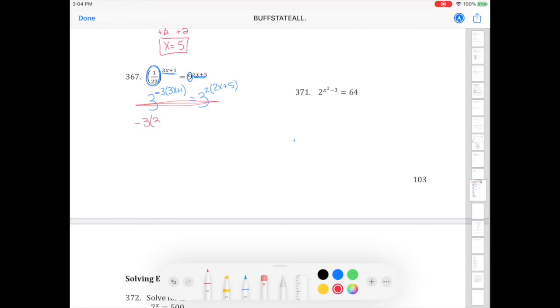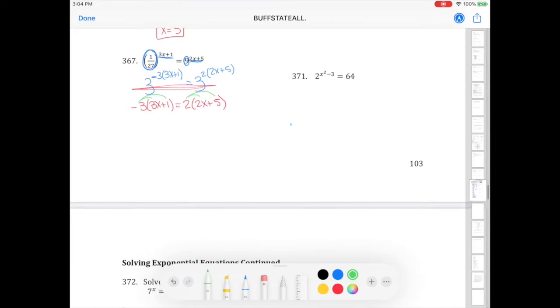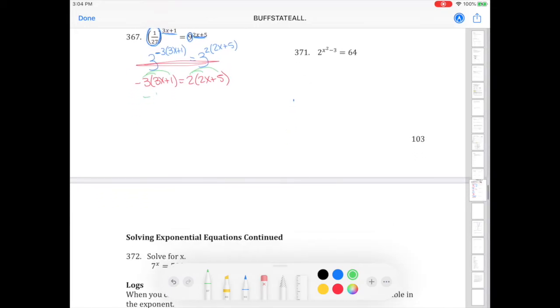I have common bases, so those are completely gone, and I can bring down my exponents. So negative 3 times 3x plus 1 equals 2 times 2x plus 5. Hopefully we're seeing we've got the distributive property for this one, so I'm going to distribute on both sides to start. So negative 3x times 3x is a negative 9x, and negative 3 times a positive 3 is a minus 3. I bring down that equal sign. 2 times 2x is 4x, and 2 times 5 is a plus 10.